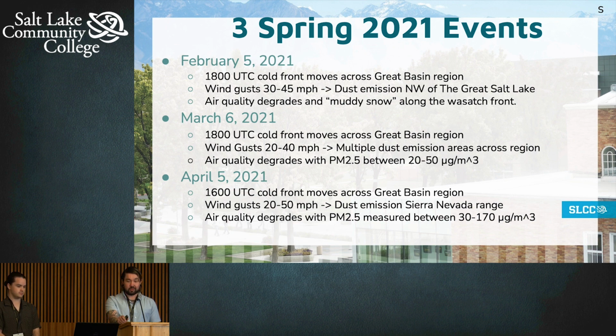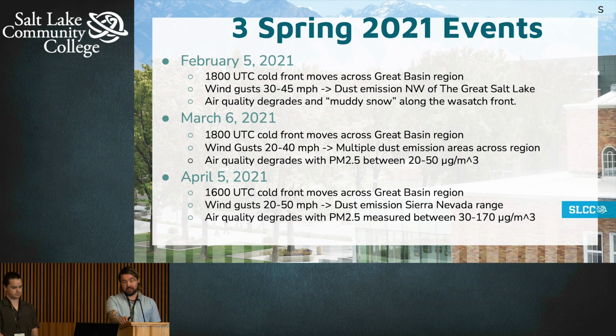The second one we looked at was March 6th, and around the same time, 1800 UTC, another cold front moved across the Basin region. In this event, wind gusts only got to be 20 to 40 miles per hour, which is still enough to loft dust. This one had multiple emission areas across the region, and the air quality degraded to 20 to 50 micrograms per meter cubed.